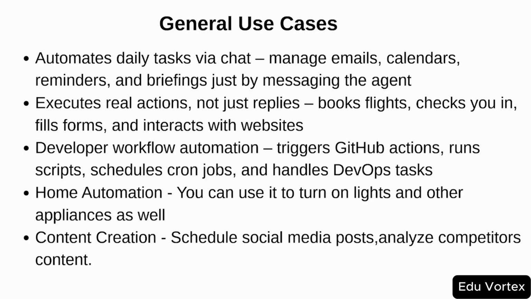It can also book flights. It can check you in. It can fill forms. It will interact with websites on your behalf. It's amazing. Another use case is developer workflow automation. You can ask OpenClaw to trigger GitHub Actions, run scripts, and schedule cron jobs. Basically, it handles DevOps tasks on your behalf. You can just ask it to do that, and it will do it.